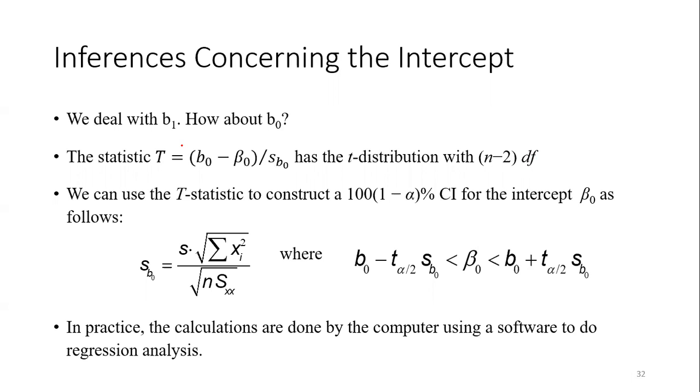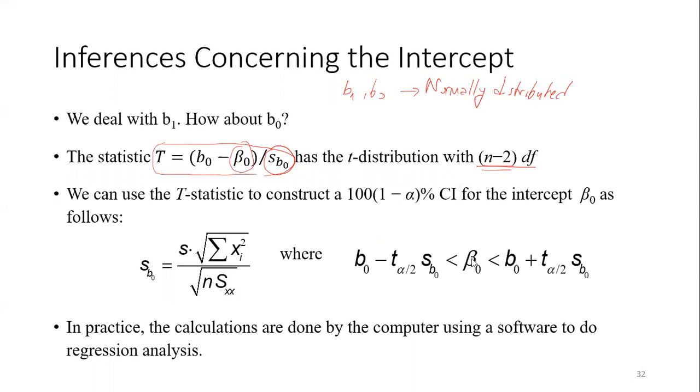Okay, let's see. So this statistic, B0 minus beta 0 divided by S of B0, again has the t-distribution with n minus 2 degrees of freedom. Why? Remember again, B1 and B0, we can show that they are normally distributed. Hence, since they are normally distributed, their expected value divided by their estimate of standard deviation has a t-distribution, with how many? With n minus 2 degrees of freedom.